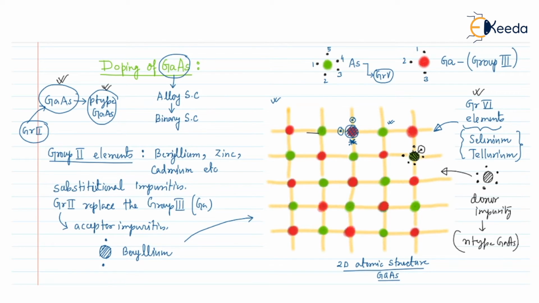There is another way we can make p-type gallium arsenide and n-type gallium arsenide. Let us see the second process. In the second process, suppose we want to dope with silicon, and we know that silicon is a group 4 element. Since silicon is a group 4 element, the silicon atom will have 4 electrons in the outermost orbit.